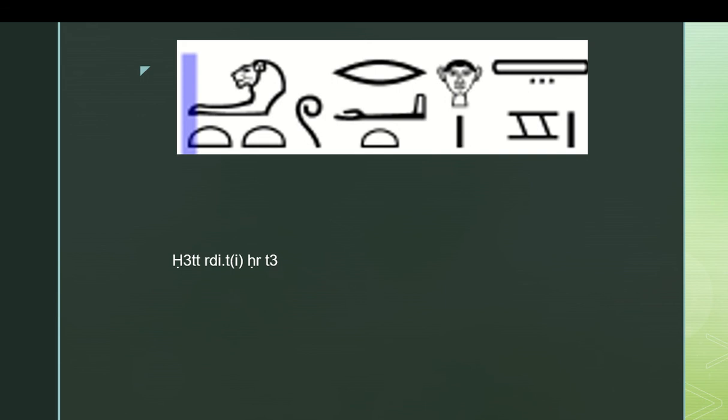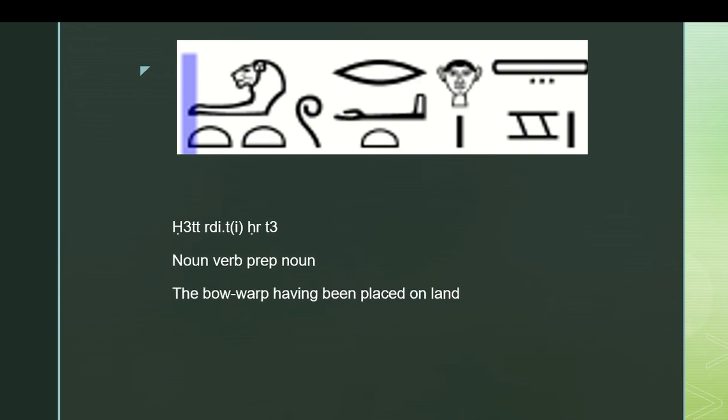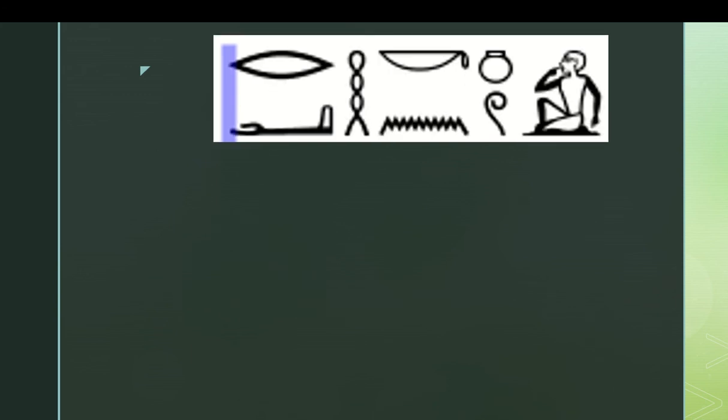Redi means to put or place, which means that the hatat must be the thing being put or placed, herta, on land. The bow warp having been placed on land. And then yet another thing needs to happen before the boat can get off. Not something we really do anymore. Red cheknu.